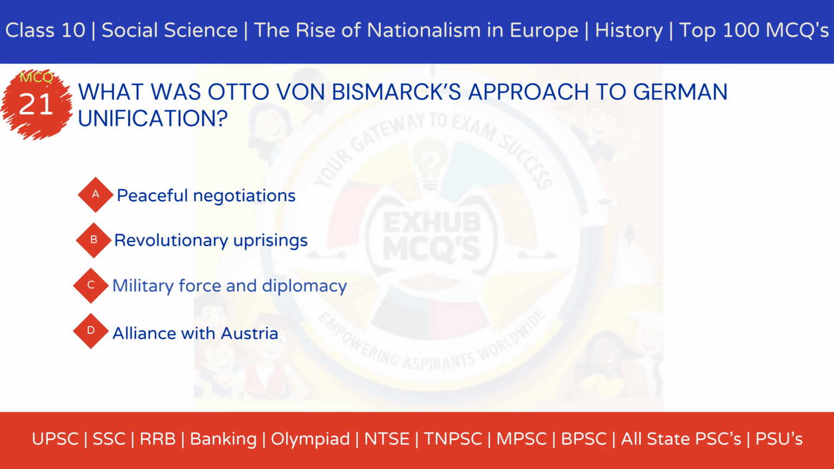MCQ 21. What was Otto von Bismarck's approach to German unification? Option A. Peaceful negotiations. Option B. Revolutionary uprisings. Option C. Military force and diplomacy. Option D. Alliance with Austria.